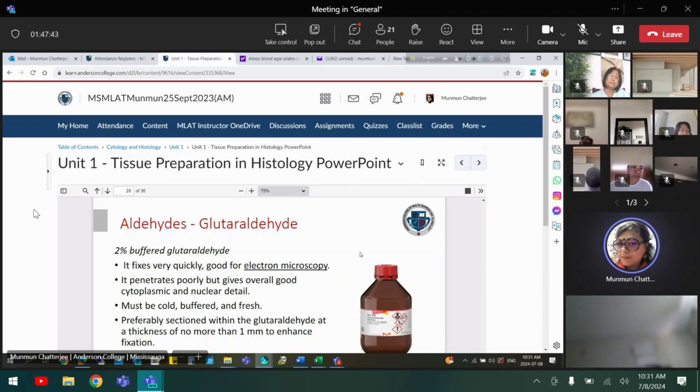It is not just whether it is gram positive or gram negative, or the staining, or the shape or structure. It is going to give you the entire details about the cells. You can see inside the mitochondria, how the ribosome looks, how the endoplasmic reticulum looks, how protein synthesis is happening, everything through the electron microscope. So you don't need a harsh fixative. You need a very good one. It penetrates slowly, but it gives overall good cytoplasmic and nuclear details.